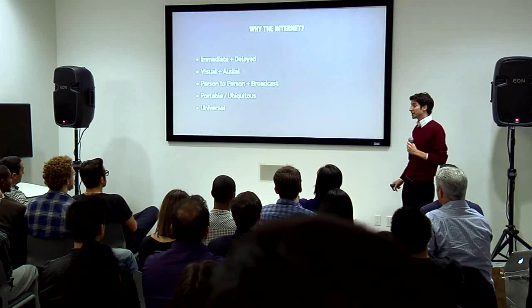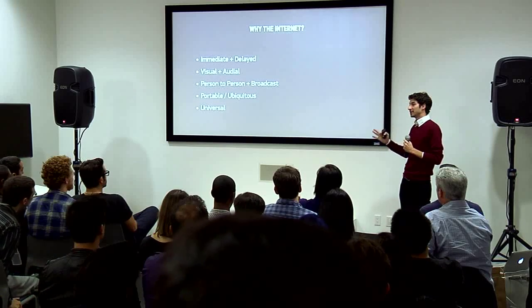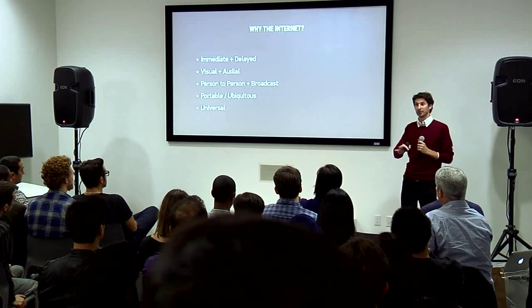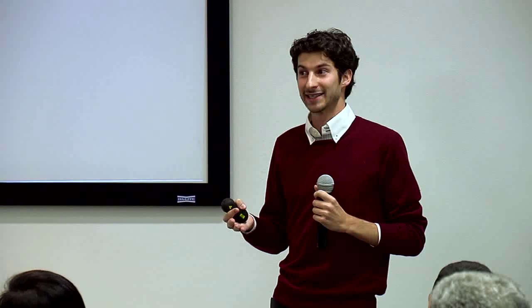Well, the internet is actually pretty well designed when you think about it. It's optimized both for immediate and delayed. You can read stuff now, but you can also read it later. It's both visual and audio at the same time. You can do person-to-person individual relationships, but also you can broadcast to a lot of people. You can take it with you wherever you are. And it's universal. Everybody in the world has the same internet, unless you're China. We're working on that there, right? We're working on it.